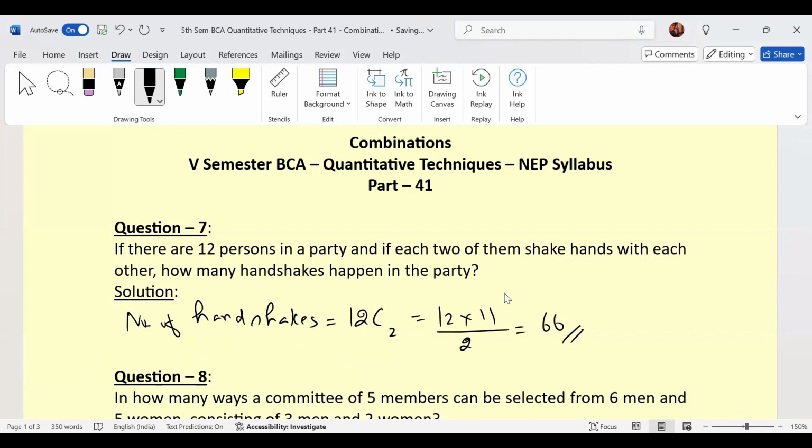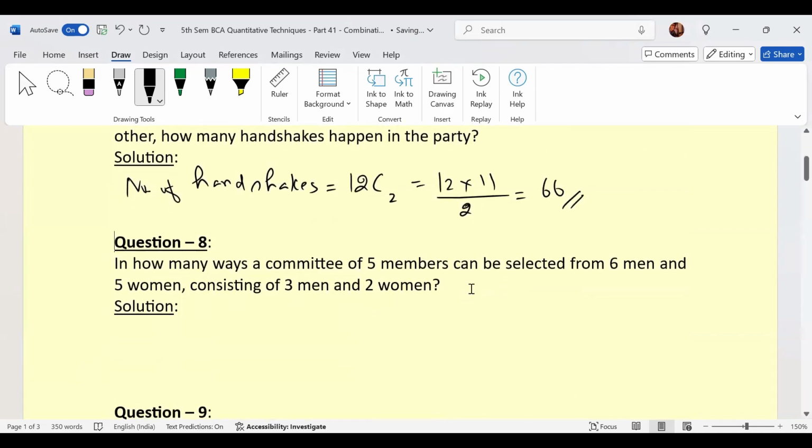Let us move on to the 8th question. In how many ways can a committee of 5 members be selected from 6 men and 5 women, consisting of 3 men and 2 women? So, number of ways: these 3 men can be chosen out of 6 men in 6C3 ways, and 2 women can be chosen out of 5 women in 5C2 ways.